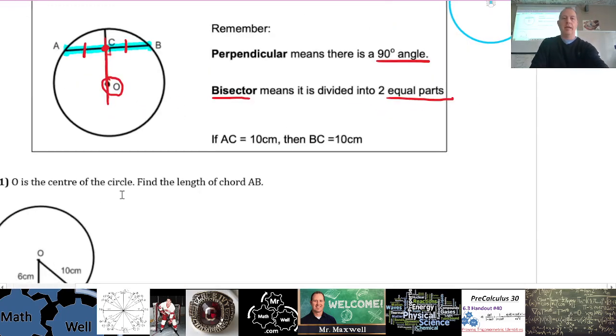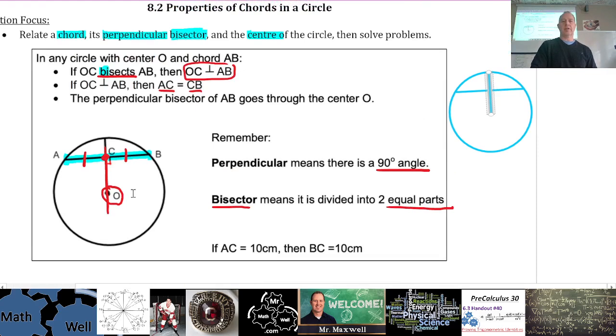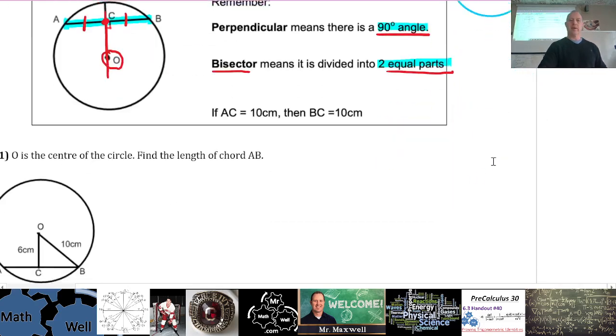Okay, any questions about this first part? Any questions at all about this first part? Anything that doesn't quite make sense to you? So that's what you have to fill in for your notes there. Okay, let's keep going then.